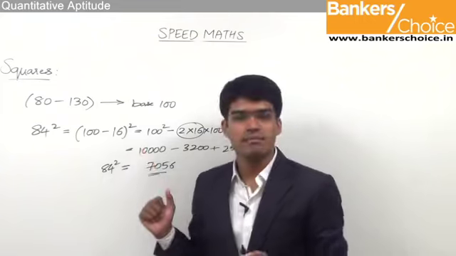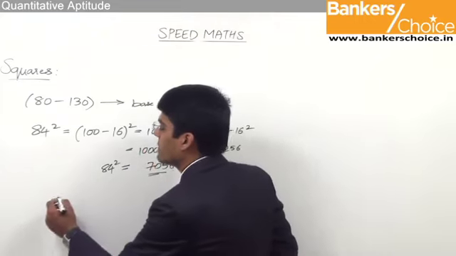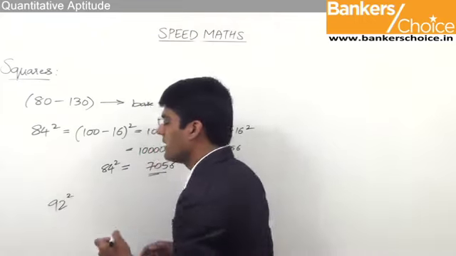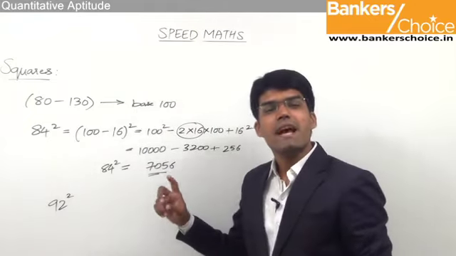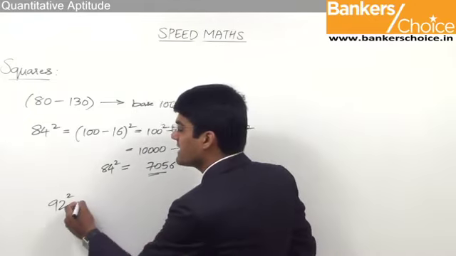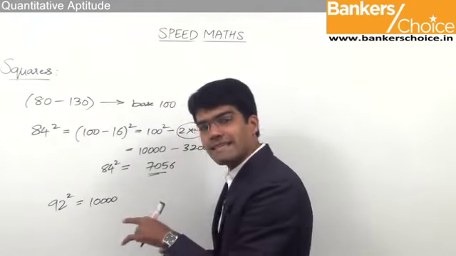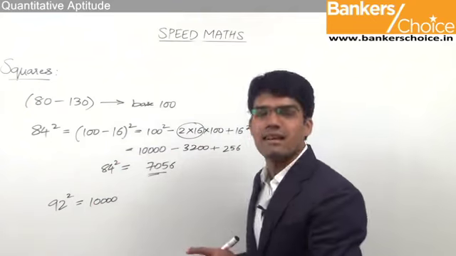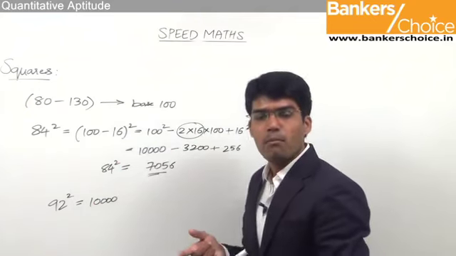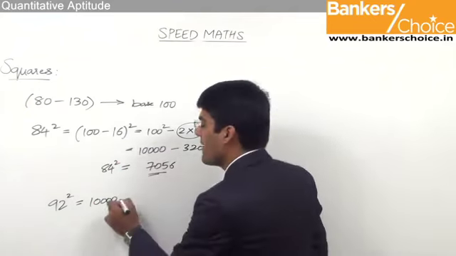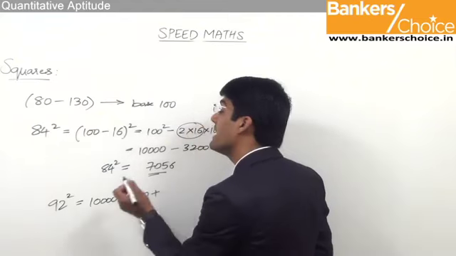Let us take a few more examples to understand this. Let's say we have to find out 92 squared. Now you know that 92 should be taken as 100 minus 8. So directly I can say that the first term is 10,000, which is always fixed. Because it is minus 8, we should take minus 1600. Remember, it should be double. Minus 8 into 2 is minus 16. So minus 1600 plus 8 square.